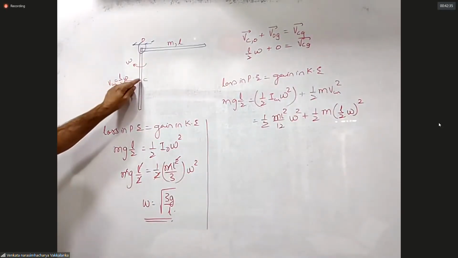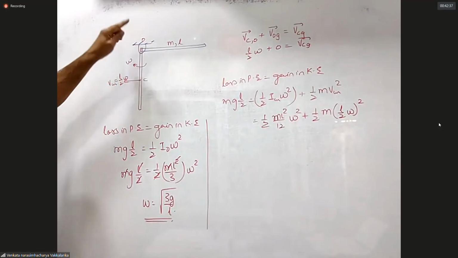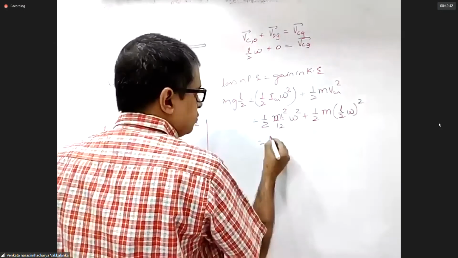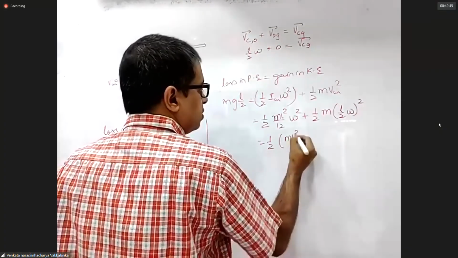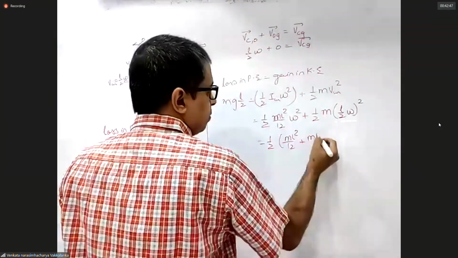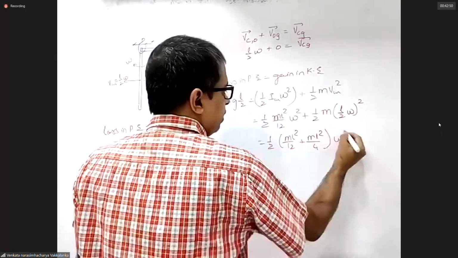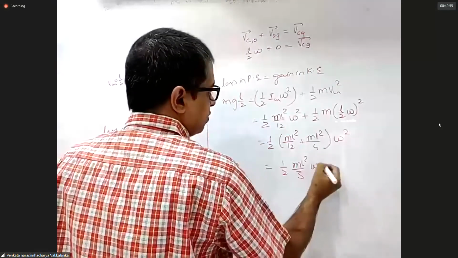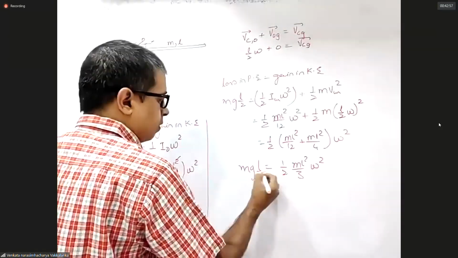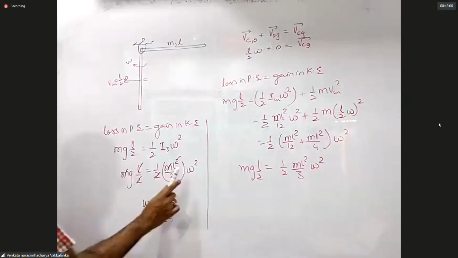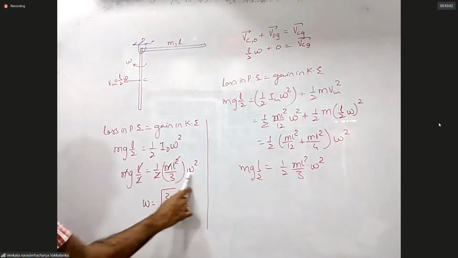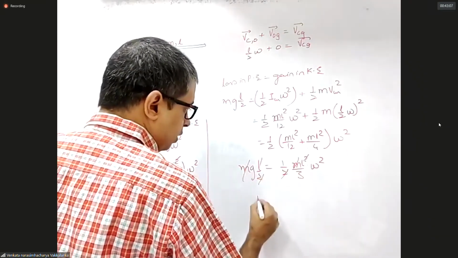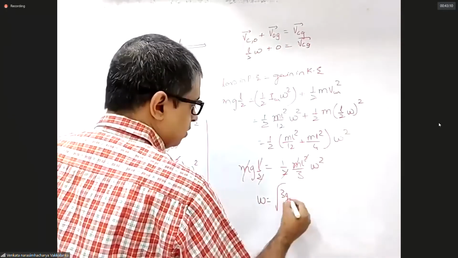Velocity of center of mass with respect to O is L by 2 omega. Velocity of O with respect to ground is 0. Now this is half of mL square by 12 plus mL square by 4, into omega square, which is half mL square by 3 into omega square. M and M will go, L and L will go, 2 will go, omega is under root 3g by L.